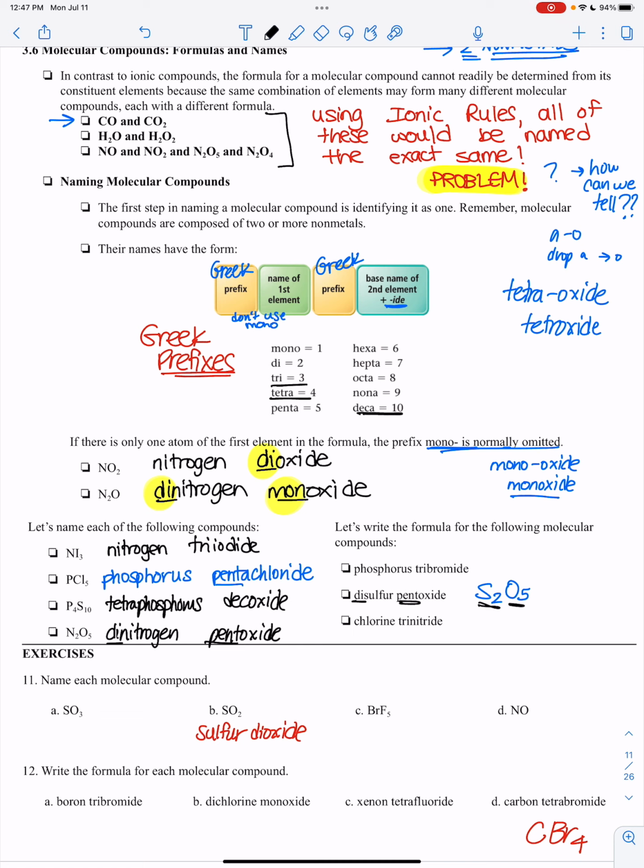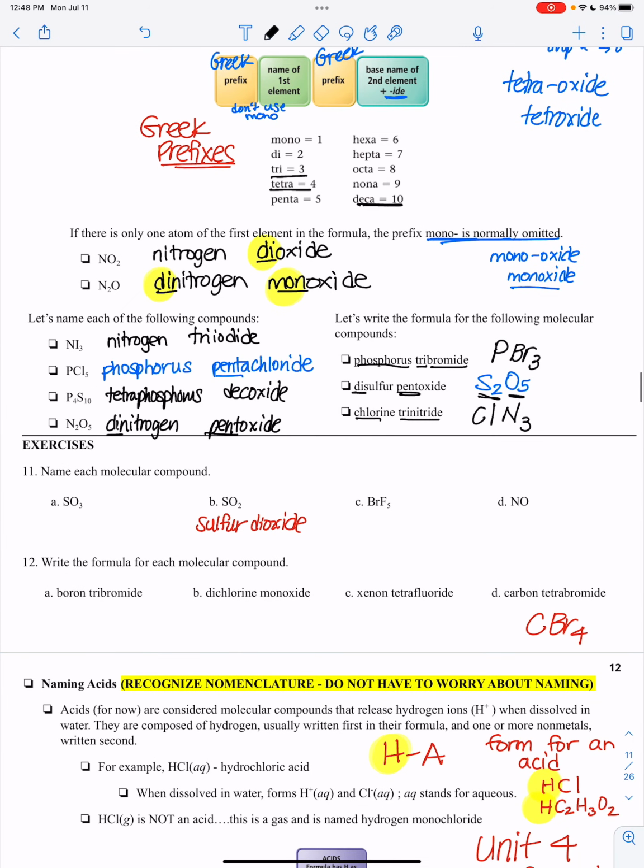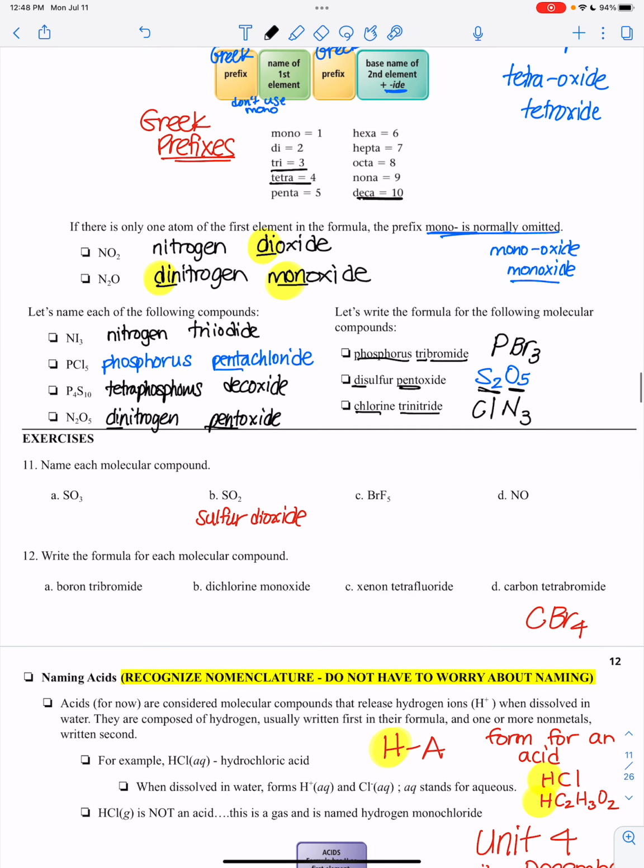S2O5, done. Phosphorus tribromide. Phosphorus, I have no prefix, so I assume just 1. So phosphorus tribromide. I have 3 bromines. Done. Chlorine trinitride. 1 chlorine. I don't have any prefix, so I just assume it's 1. Trinitride. N3. Done. And so I'd like you to submit with this work exercises 11 and 12.